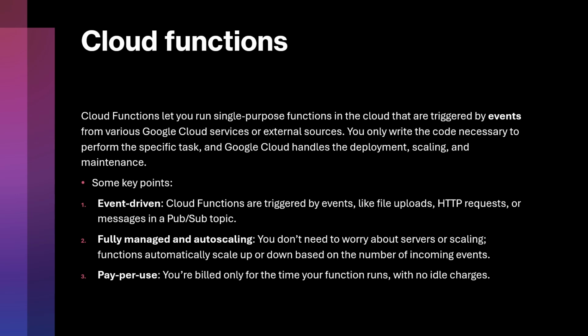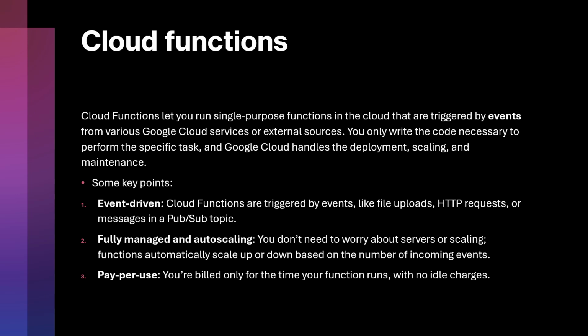Google Cloud Functions is a serverless compute service that allows you to run code in response to events without managing any infrastructure. It's ideal for lightweight, event-driven tasks like handling HTTP requests, processing data, or reacting to changes in cloud storage. Here's an overview of Cloud Functions, how it works, and when to use it.